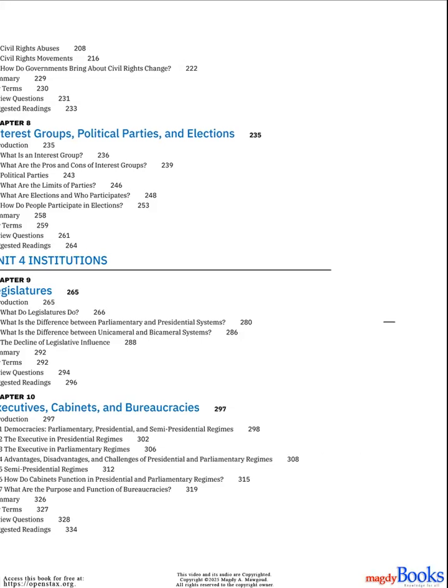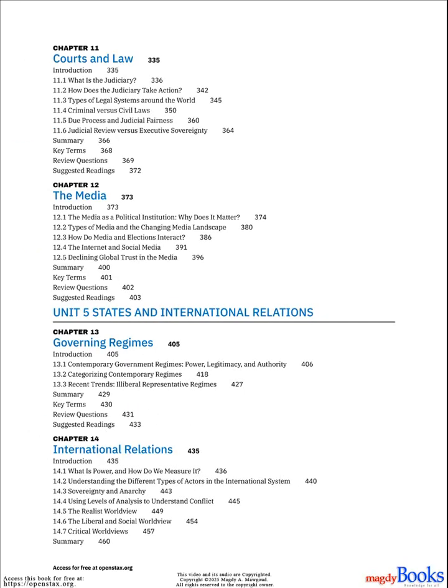Suggested readings. Chapter 11, Courts and Law. Introduction. 11.1, What is the judiciary? 11.2, How does the judiciary take action? 11.3, Types of legal systems around the world. 11.4, Criminal versus civil laws. 11.5, Due process and judicial fairness. 11.6, Judicial review versus executive sovereignty. Summary. Key terms. Review questions.